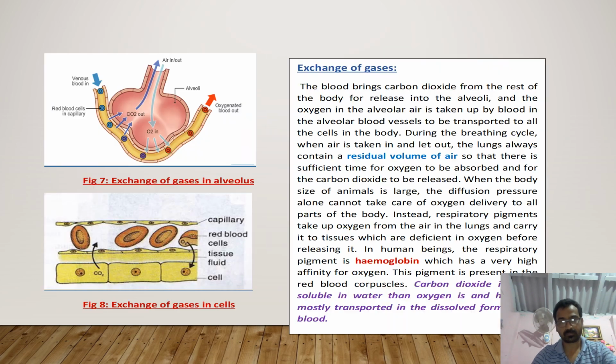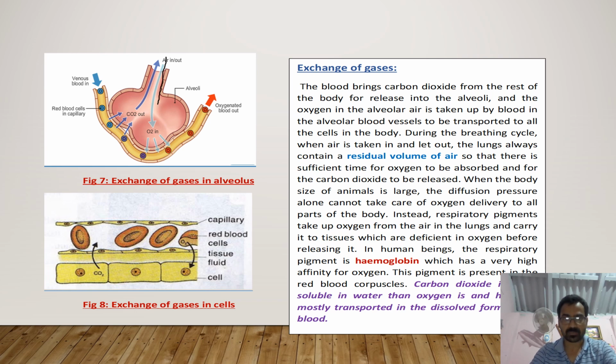Breathing cycle. Now let us try to understand the process of exchange of gases in human beings. As we have seen in the previous slides, once the air enters inside the lungs, the lungs have many small units for the exchange of gases, which are called alveoli. It is a very delicate structure. We can see in this diagram, figure number 7, this is the alveolus. It is encircled by blood capillaries.